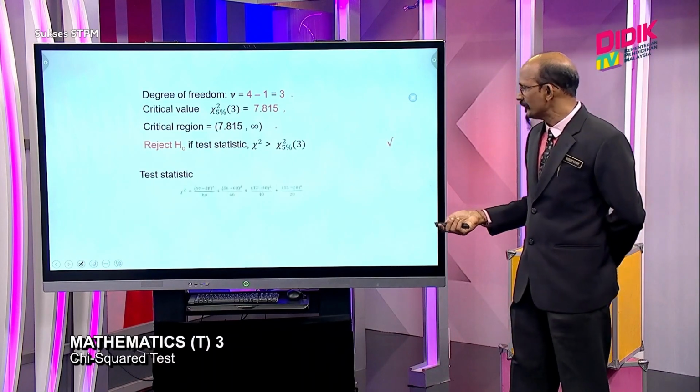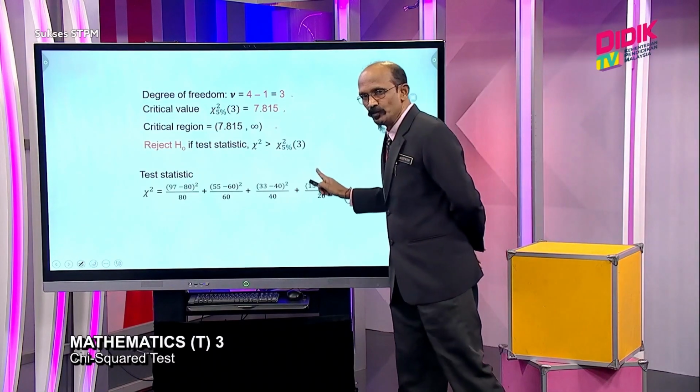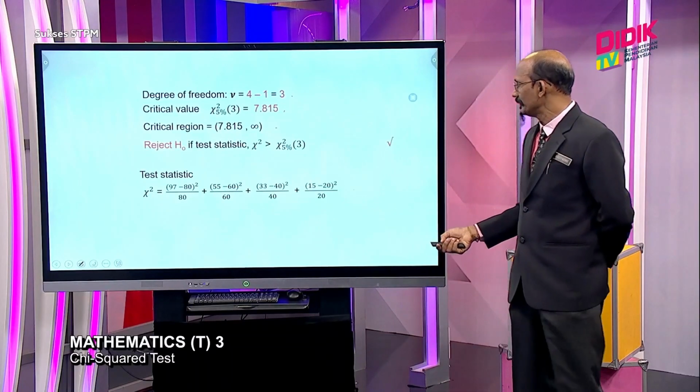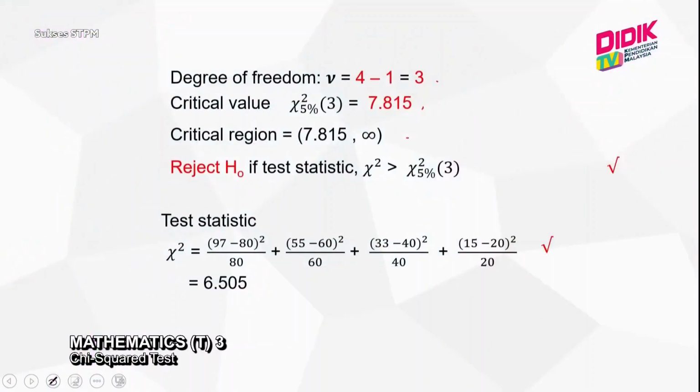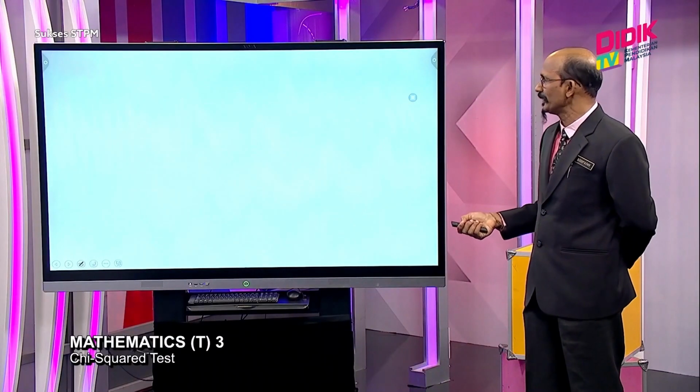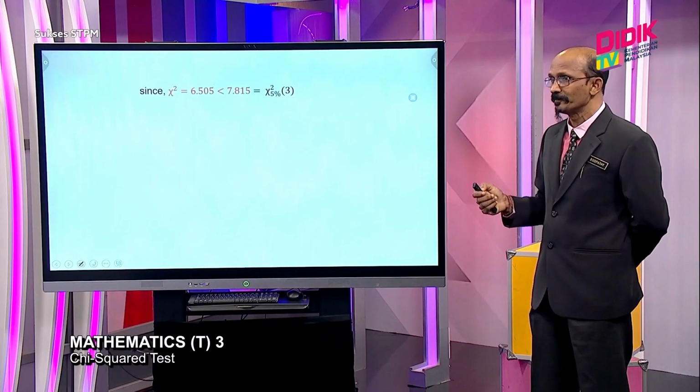So we calculate the test statistic by using the formula. Using this formula is much easier. So we calculate, and we get the answer 6.505. So that finishes our calculation part. Now we make the decision, as I mentioned earlier, the 3-layer statement.